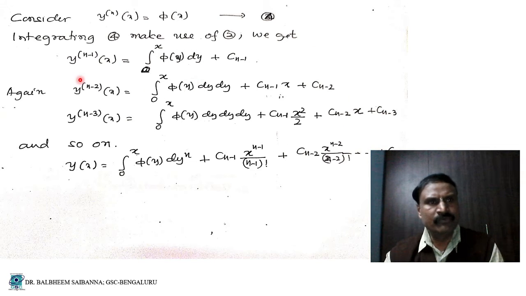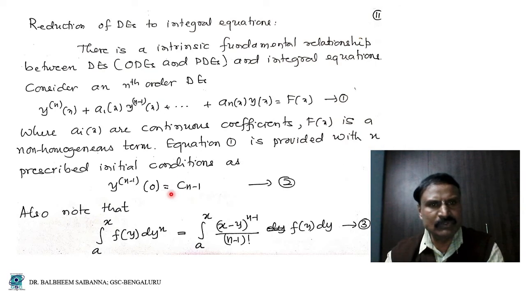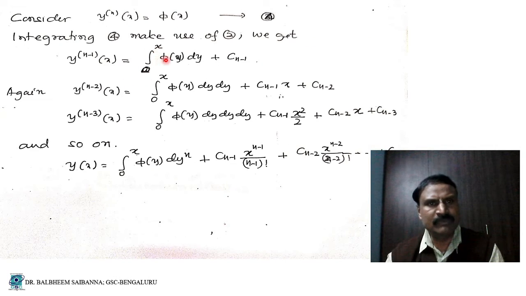Making use of 2, we get y to the power of n minus 1 of x. Integrate this, left and right hand side, from 0 to x. Why 0 to x, why not 1 to x? Because in equation 2 the initial point is 0. So we write the integral from 0 to x of phi of y dy plus c n minus 1. Then integrate once more: y to the power of n minus 2 of x equals the integral from 0 to x of phi of y dy, twice, plus the integration of c n minus 1, plus c n minus 2, which is the constant.